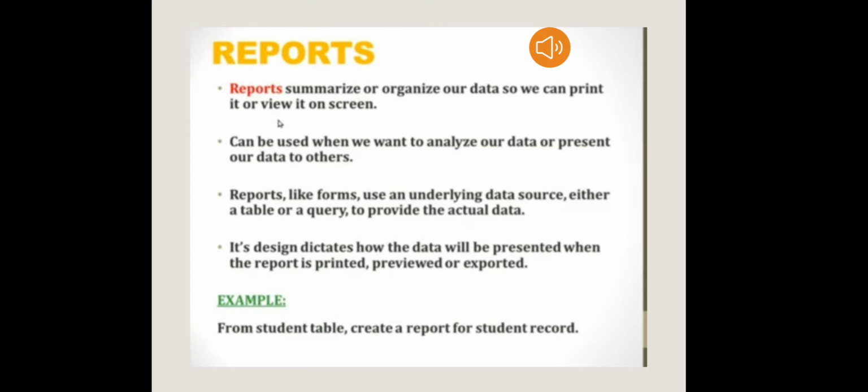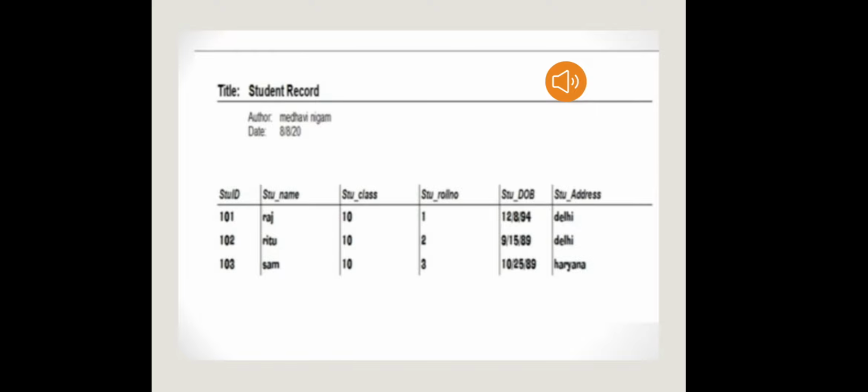So an example is being given over here from the student table. You have to create a report of the student record. So the table is given over here. The report is being given over here. Student record. Then student ID, student name, student class, student roll number, student date of birth and student address. It is being printed over here, which is a report.